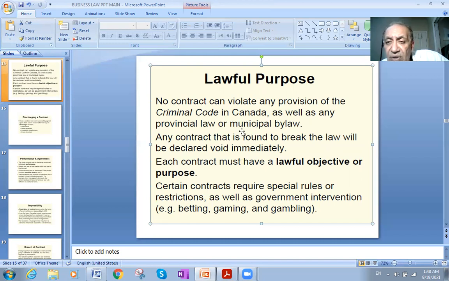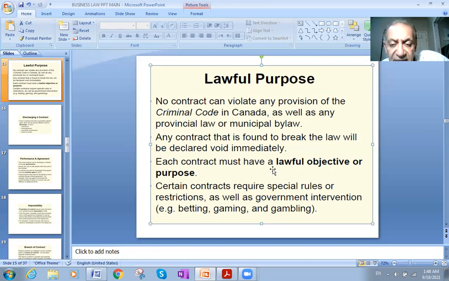We use the word void to say that it's a canceled contract. It is a deactivated contract. You cannot work with this. If this contract is breaching one of the main federal, provincial or municipal laws, that means it is not acceptable and it won't work. This contract will not work.